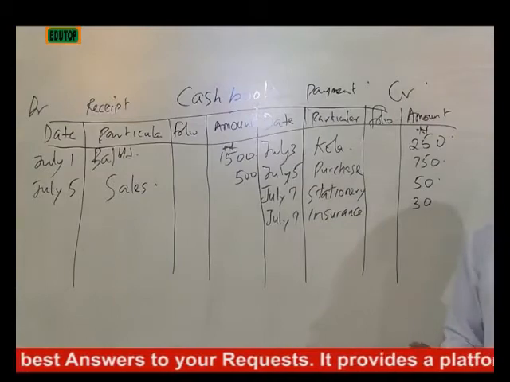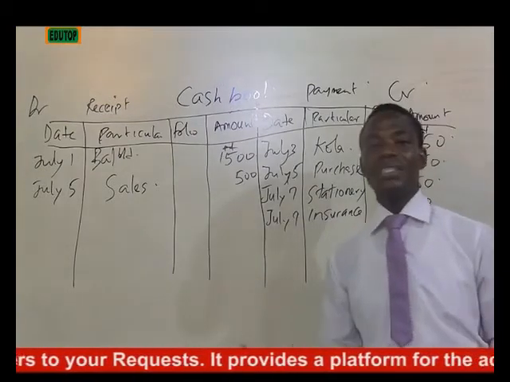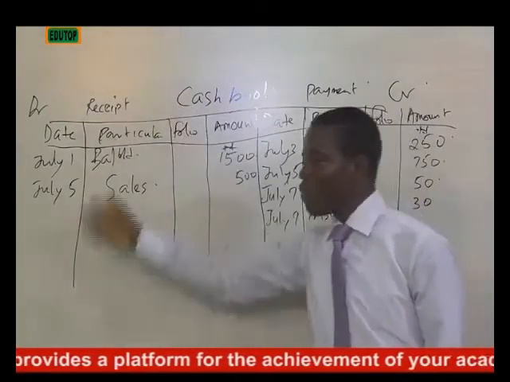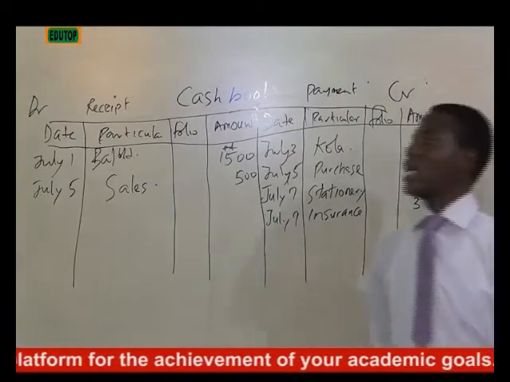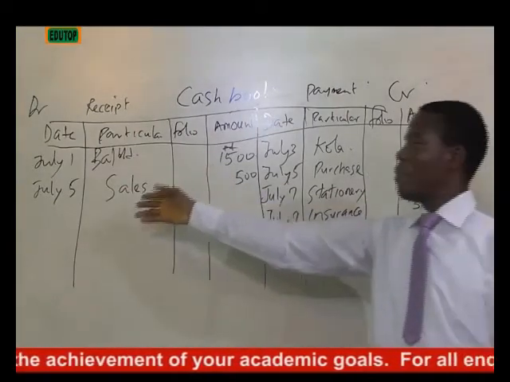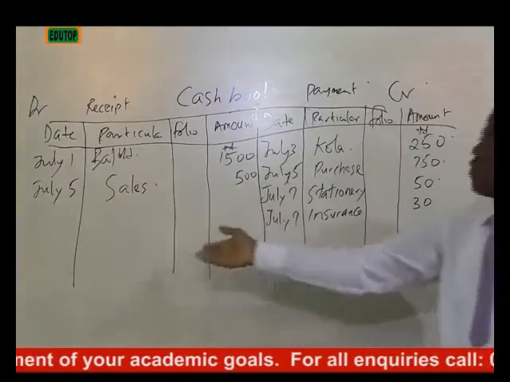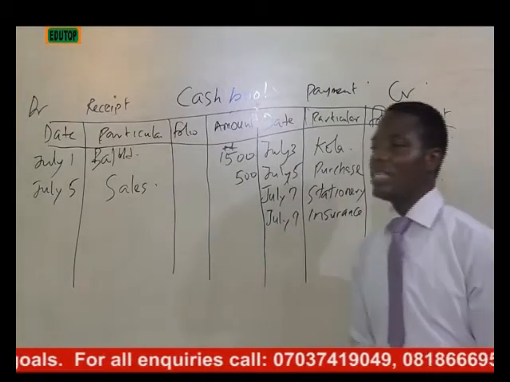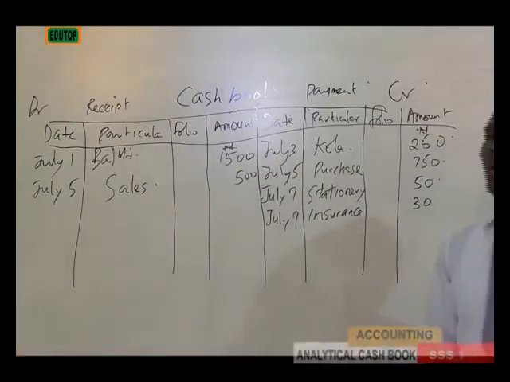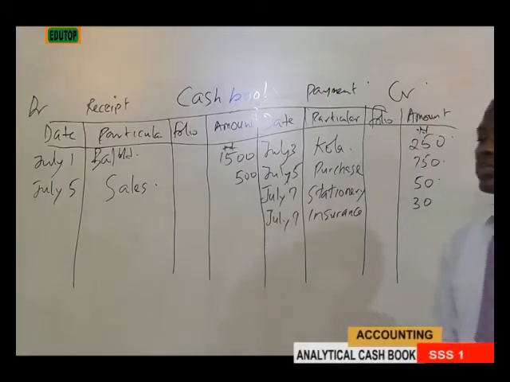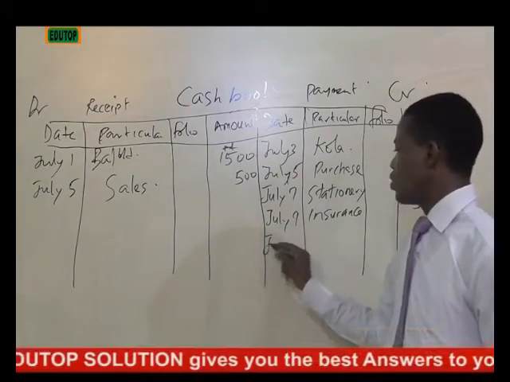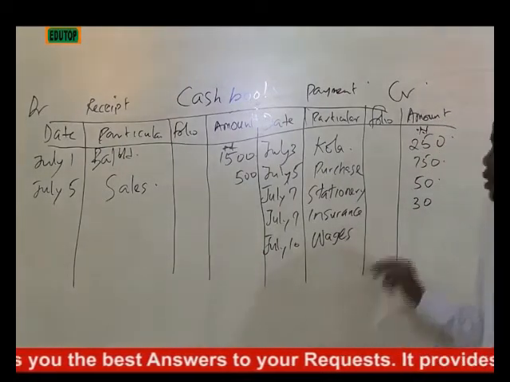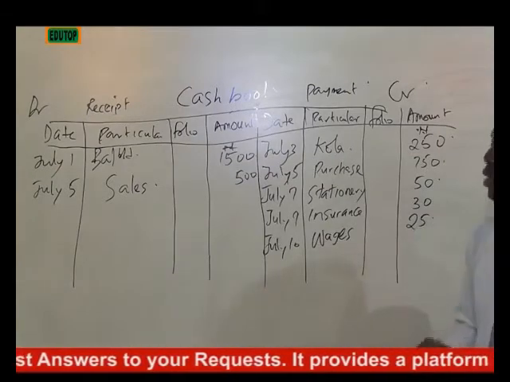You know, I told you the other time that the cash book is maintained on a monthly basis. So any transaction you make must fall within that month, and we are dealing with July, the month of July. So on July 10, they paid wages to the workers. That means they paid money out of the cash to their workers as wages. So we write July 10, wages. That is 25 naira.